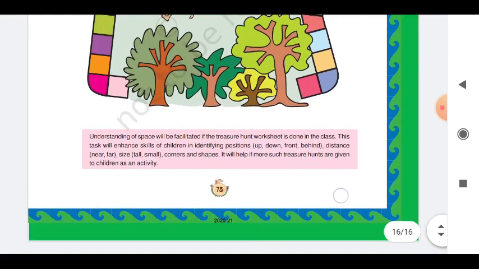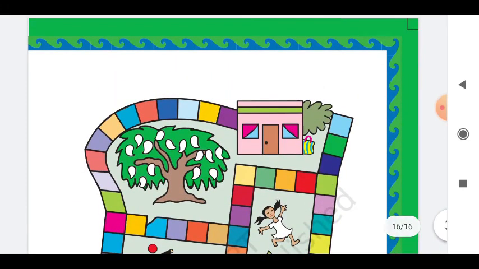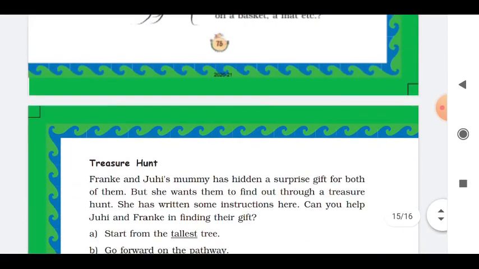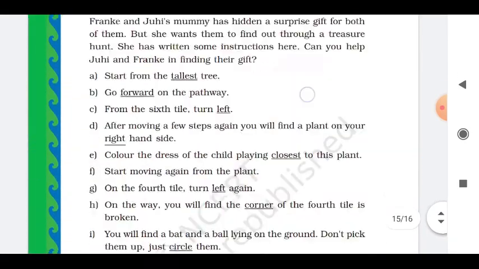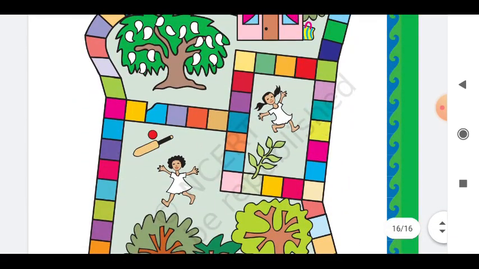That is the game. You can play it, as I have told you. Take it as an activity and do it. Take a picture and send it to me. Do it in your textbook and send it to me.